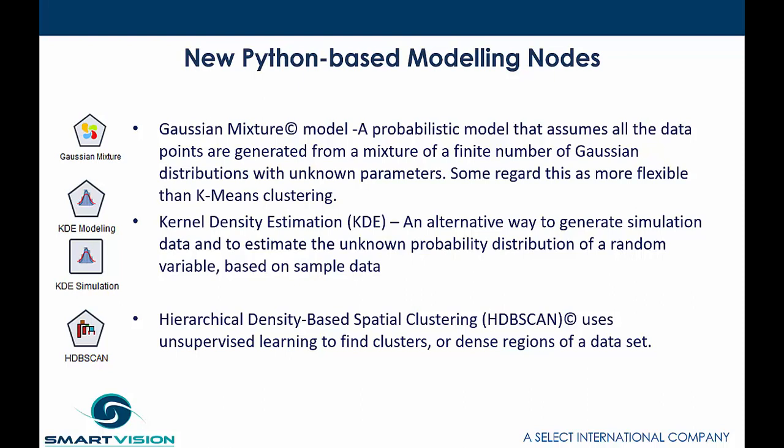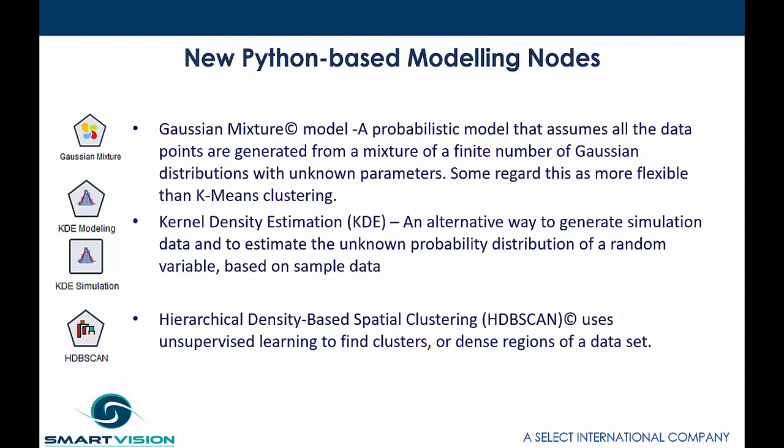There's also kernel density estimation. This is an alternative way for us to generate simulation data. If you're familiar with the simulation data, it's a fitting function. So it's used to estimate unknown probability distributions when you've got some data from a sample, effectively.